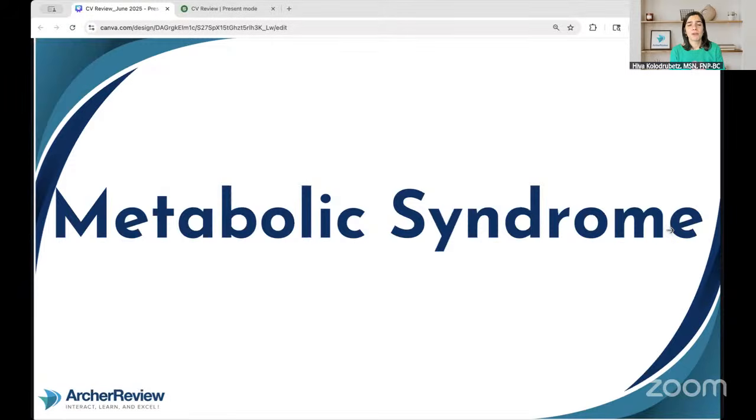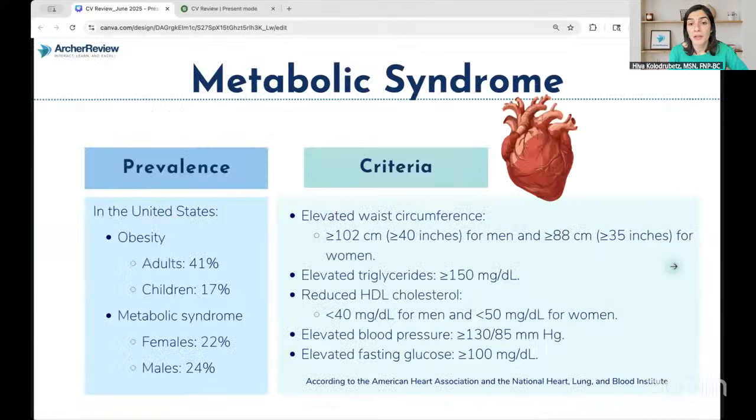So first and foremost, metabolic syndrome. I like to start off with metabolic syndrome because I think it's underrated. I think a lot of providers forget about metabolic syndrome, and it is really underdiagnosed. And why is metabolic syndrome important? Because it really does help us identify those risk factors and be able to focus on mitigating those risk factors so that our patients aren't developing those cardiovascular complications.